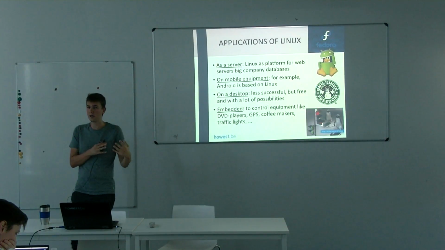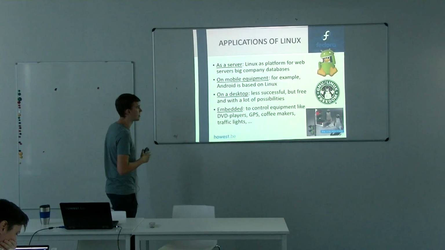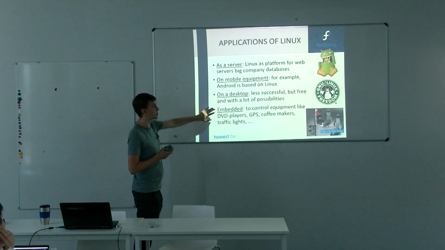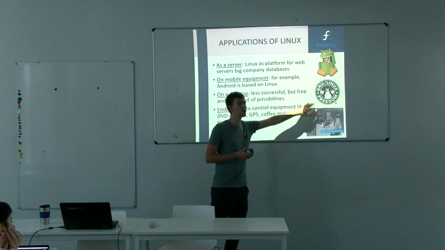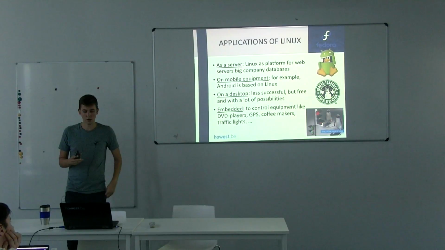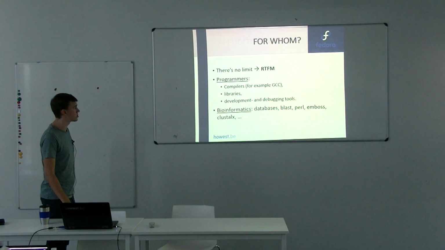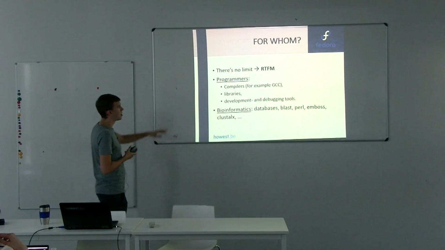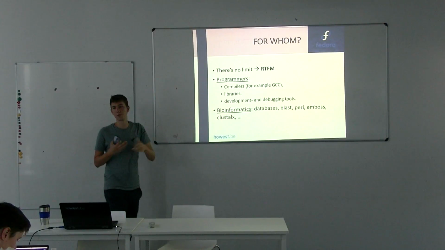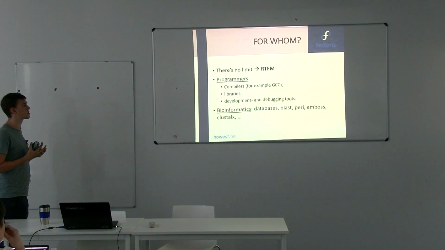But in the beginning, the user interface was not available, and Windows had the user interface, and that's why Windows is a little bit more popular. And you can also embed it, so if you look at traffic lights, coffee machines, GPSs, they can all contain Linux software. Who can use them? It's used a lot by programmers because there are compilers, libraries, and development tools available. The programming languages are already installed in most of the Linux distributions.